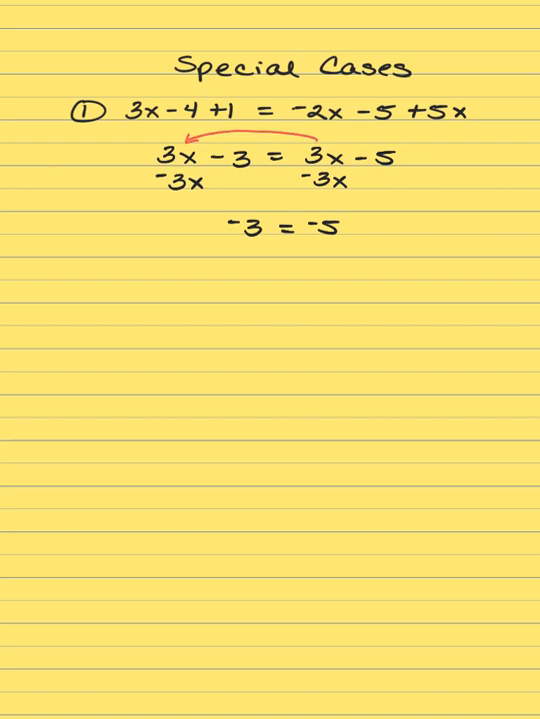When you are solving a linear equation and you lose your x terms when simplifying and moving things around to solve, then the equation becomes one of our special cases. If you lose the x terms and you come up with a statement that is not true, like this one, negative 3 will never equal a negative 5, that means that the equation has no solution.